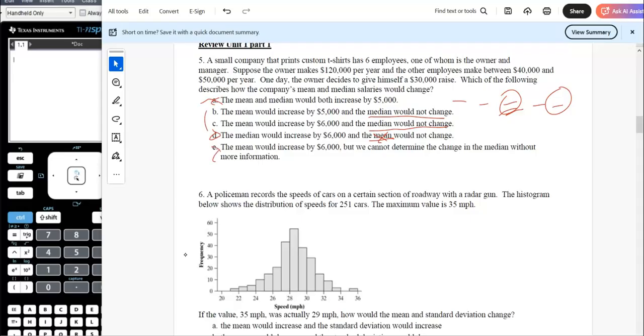So how much would the mean increase by? There's different ways to think about this. So there's 6 employees, right? So let's average that. If you have a $30,000 raise, how much is that per employee on average? That's 30,000 divided by 6, which is 5,000. It's got to be B.